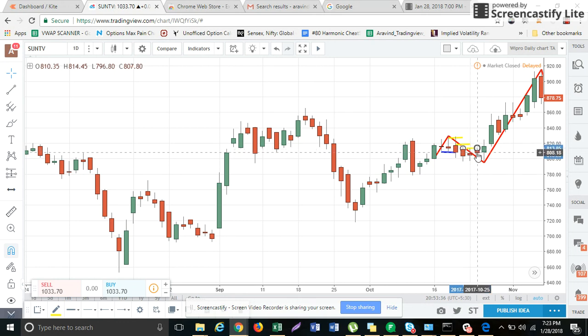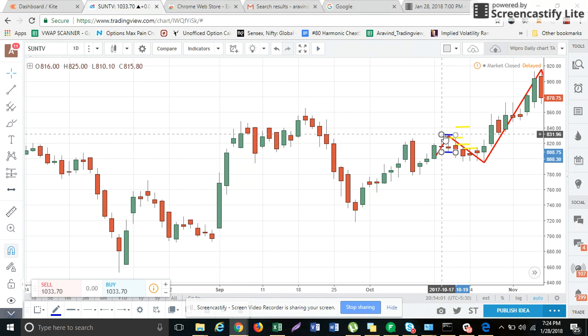Then on the next day, which is on 26th, you can see a swing high is formed, and it broke the previous day's swing high. So we have to enter as per our setup. The buy setup will be based on the previous candle high being broken, which is at 814.45. That will be our entry point.